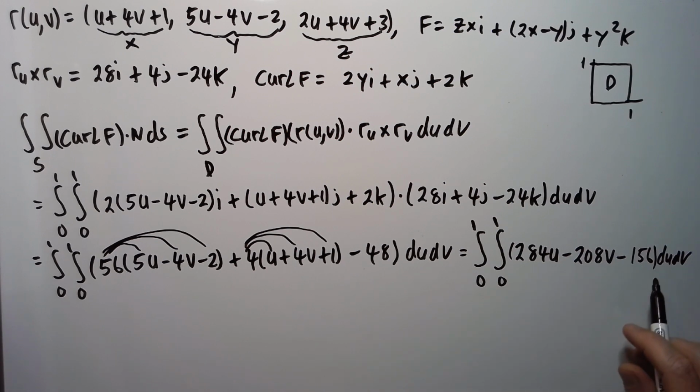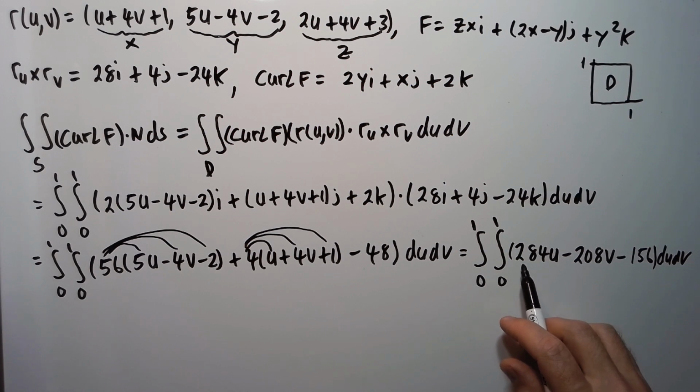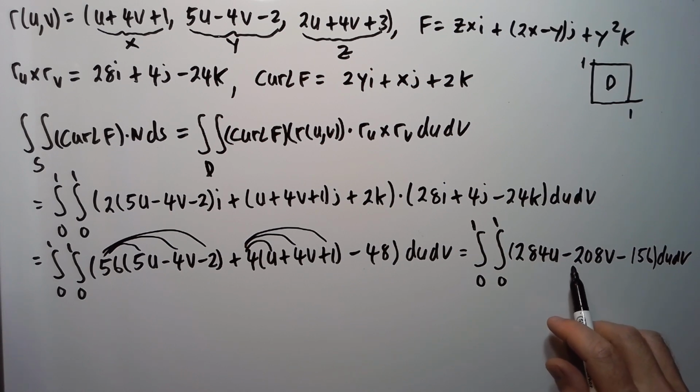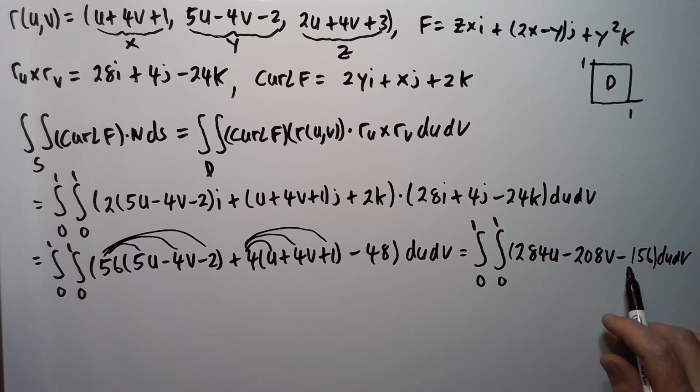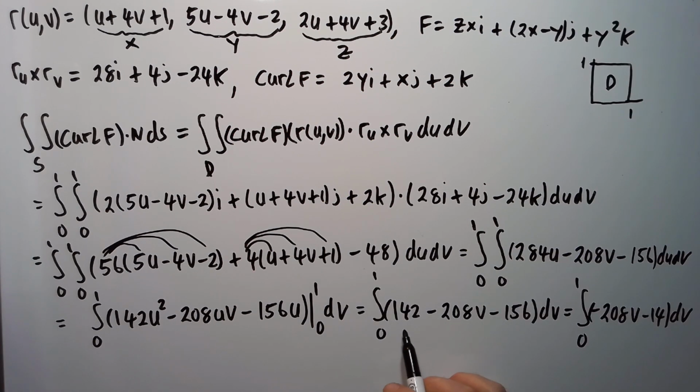Okay, so integrating with respect to u, it's going to be 284u squared over 2. So that's going to be 142u squared, then minus 208vu minus 156u. So let me write that over here. So after integrating, we get this then. So it'll be 142u squared minus 208uv minus 156u. We're going to put 1 in place of u and then 0 in place of u. So let's do that. So doing that, you get 142 minus 208v minus 156, which reduces to negative 208v minus 14.